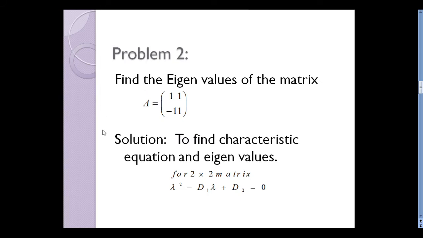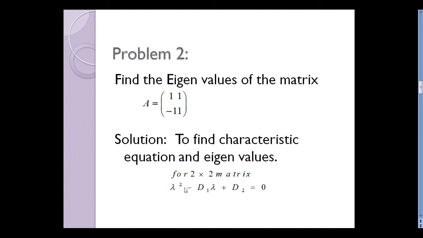We will see now problem 2. Find the eigenvalues of the given matrix A equal to 1, 1, minus 1, 1. Now, to find the eigenvalues, we need to find the characteristic equation. So, here it is given a 2 cross 2 matrix.